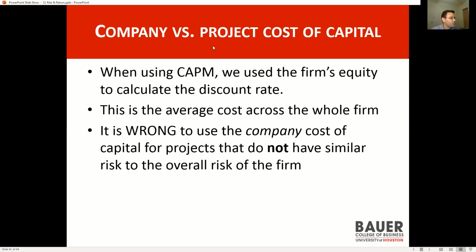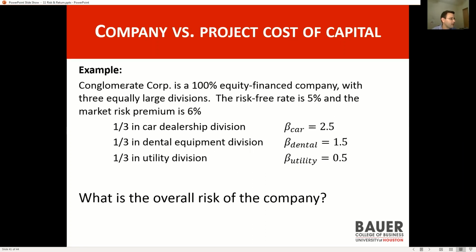And finally, when we estimate the beta for the equity, it is for the entire company, right? Now that company may have multiple divisions. When we use the company-wide beta, we have to make sure that it matches the project that we're discounting. Okay? So it would be wrong to use the company cost of capital for projects that don't have similar risk as the entire firm. So let's see that in an example.